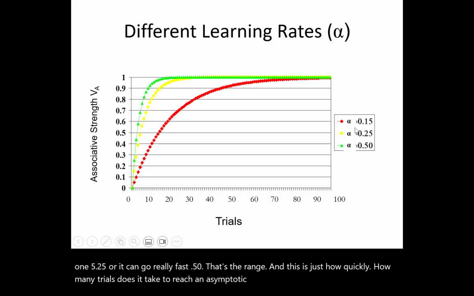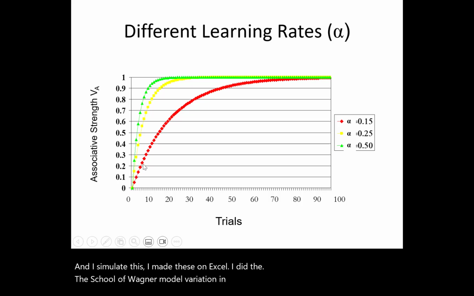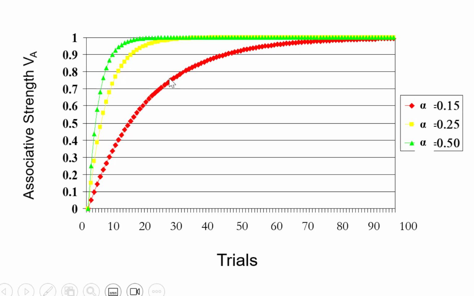And you can see that as alpha is 0.5, and I simulate this. I made these in Excel. I did the Rescorla-Wagner model variation in Excel. You can see it learns. Wow, it really is learning. And it finally reaches that asymptotic level way up here. It approaches 1 at about 80 trials, because the animal doesn't learn that fast. But look at this one that's 0.5. Boy, that animal really learns quickly. It reaches an asymptotic level in only 20 trials.